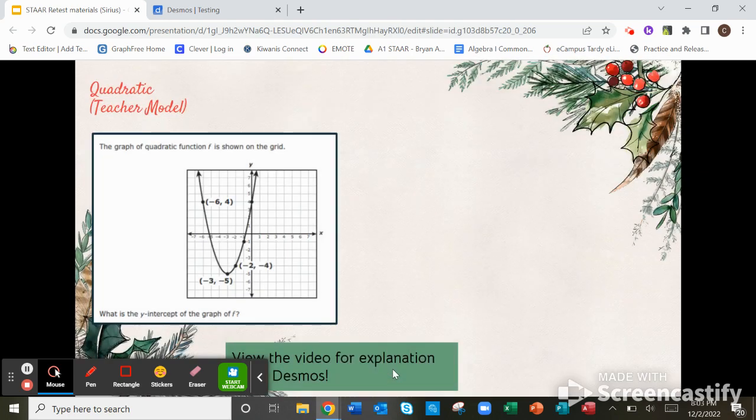So we have this graph here. Again, the keyword here: the graph of a quadratic function is shown on the grid. What is the y-intercept? So the y-intercept, from what we just saw, is basically where it crosses the y-axis. I am giving these other 3 points that are labeled. That's always there to be able to trick you.